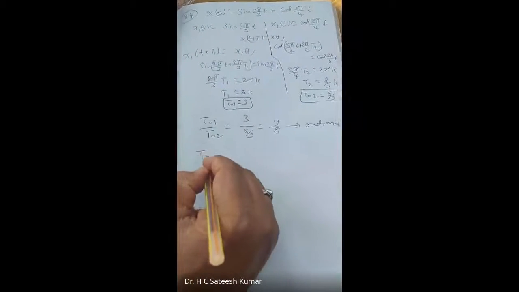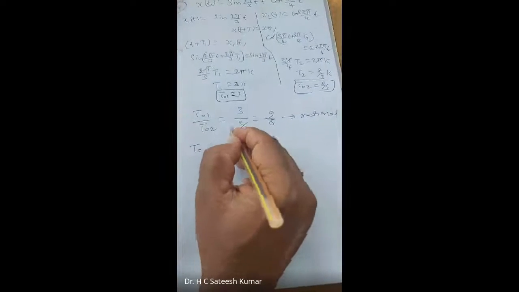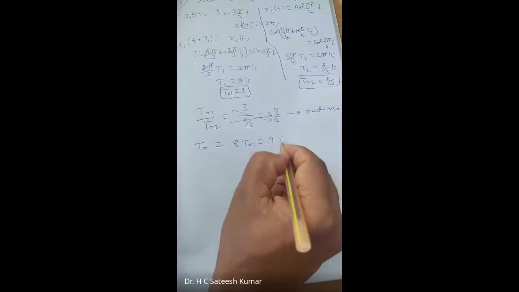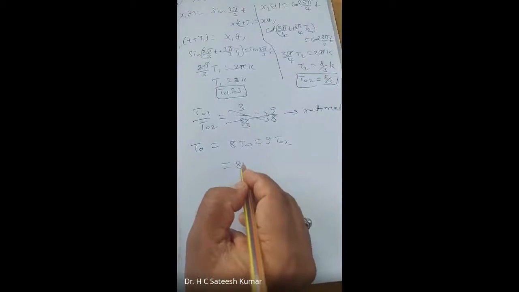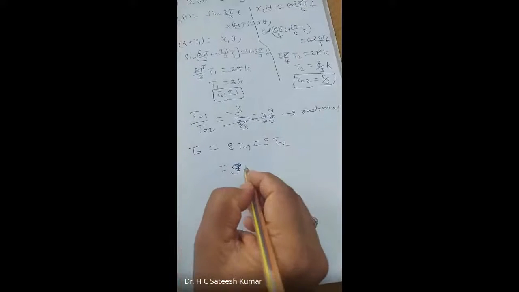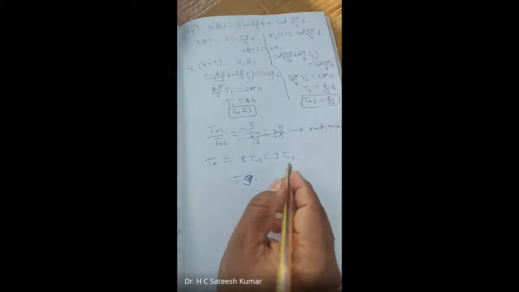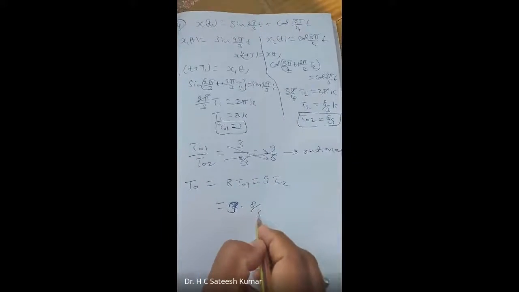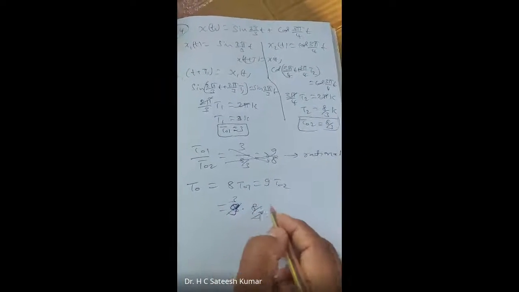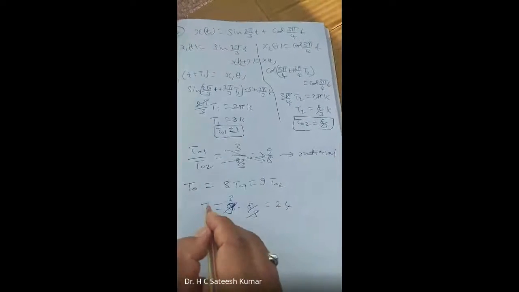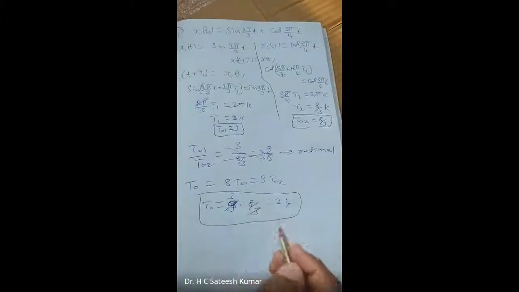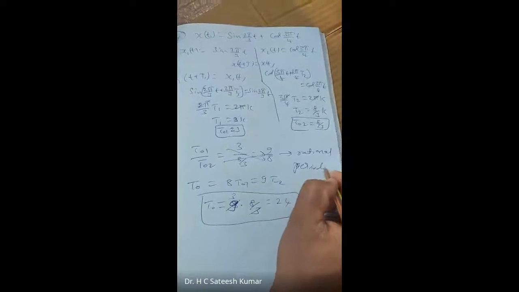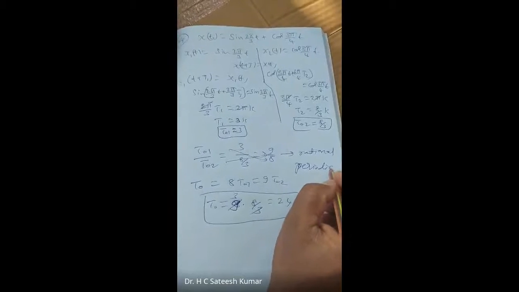Now you find out the fundamental period. Cross multiply: 8 T naught 1 is equal to 9 T naught 2. Any one you can substitute. I substitute the second one, 9 into T naught 2. T naught 2 is 8 by 3, so 9 times 8 by 3 is 24. So the fundamental period is 24. The signal is periodic with a period of 24, and the ratio is rational, therefore it is periodic. That's how we should do it.